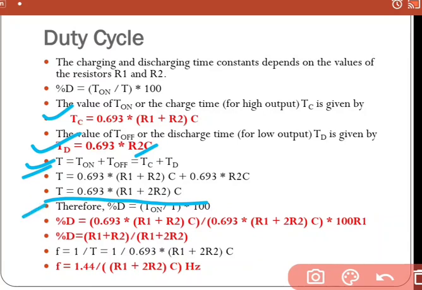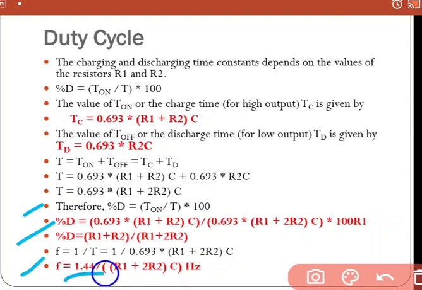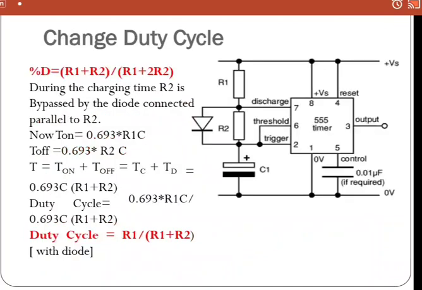So what is the percentage duty cycle D? T on by T. This is coming out to be R1 plus R2 divided by R1 plus 2R2. So this is the duty cycle. Now what is the frequency? Frequency is 1 by T. Just put the value of T here, and the frequency is coming out to be 1.44 divided by R1 plus 2R2 into C, that is in Hertz.